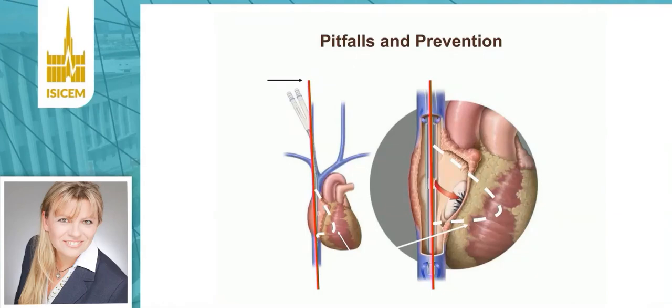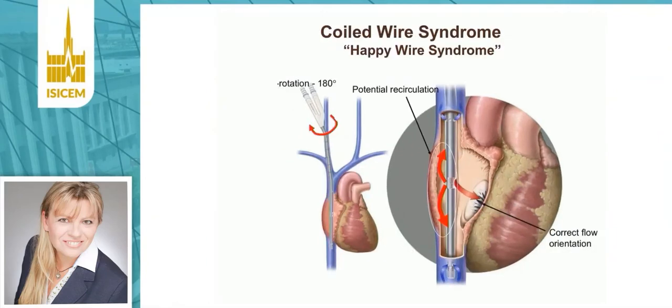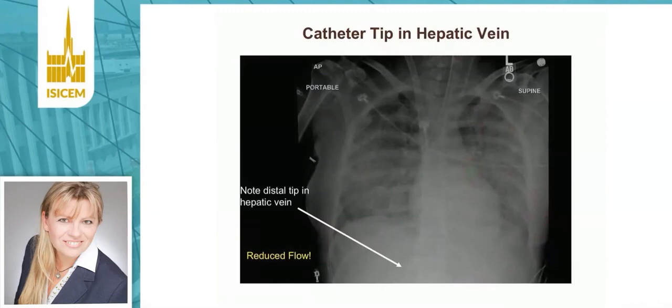This is the picture of what we are talking about, the wire kinking, as shown by the arrow. And this is the most dangerous situation for atrial perforation. And this is what we call happy wire syndrome. The wire is just guided very smoothly to the inferior caval vein, and there is perfect and correct flow orientation for the outlet, and the potential recirculation is minimized. So again, a catheter tip in the hepatic vein should be avoided.